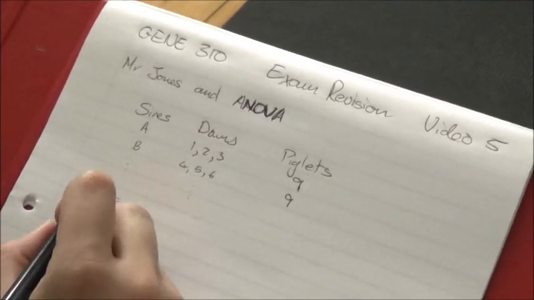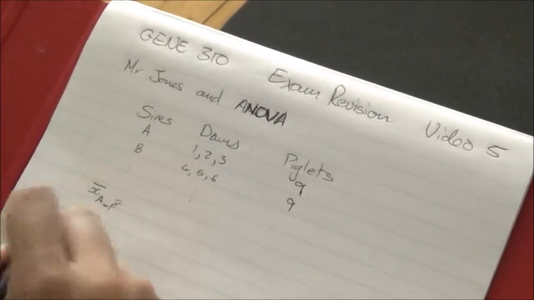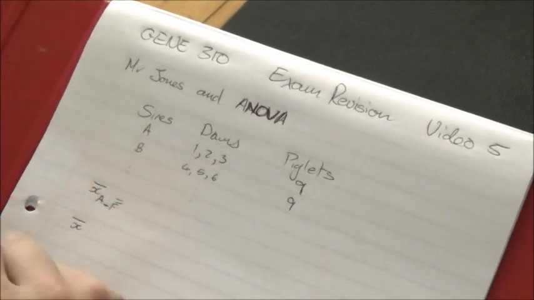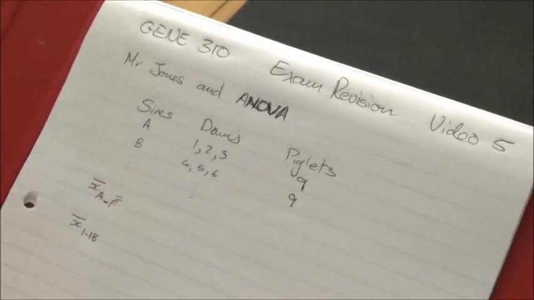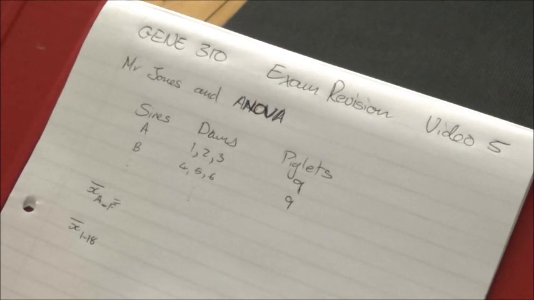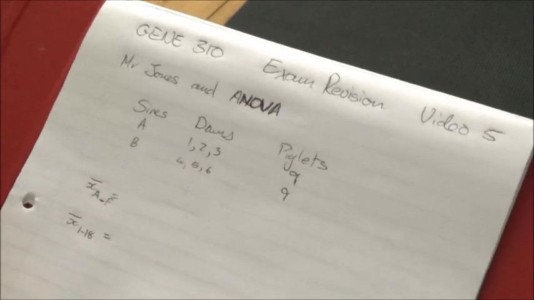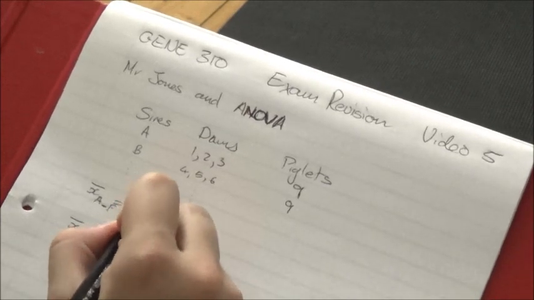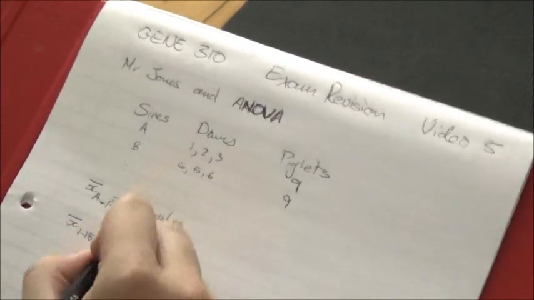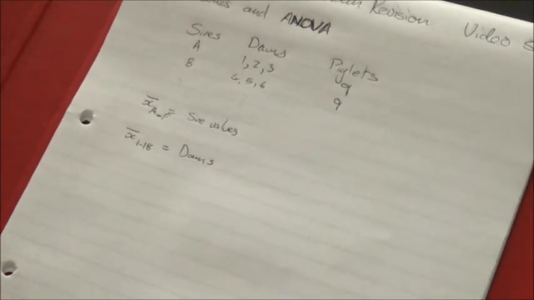Then you will have to do the same. Okay, so this will be from A to F, and then you'll have to do the same for the dams. So that'll be 1 to 18. Remember, there are 18 dams because 3 dams each were mated with one sire. And so you'll have to find those values. So we'll call these the sire values, and these are the dam values. Okay, I'm not going to bother writing numbers, otherwise we're going to be here all day. So that's the first thing you need to do.